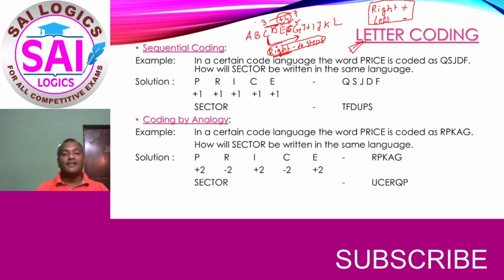So now let us see what is the type number 1 of coding, that is sequential coding. Sequential coding means the logic involved in coding will be in a sequence, either to the right side of the alphabet or to the left side of the alphabet. If it is to the right side, we have just learned it is plus. If it is to the left side, it is minus. Now let us see the question example. In a certain code language, the word price is coded as QSJDF. So then how will sector be coded in the same language? So this is the question.